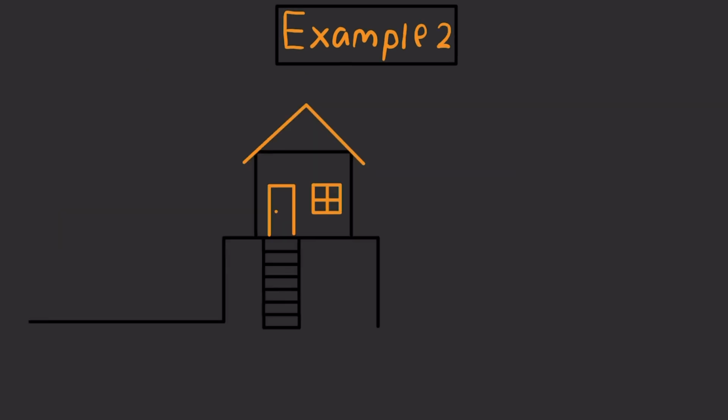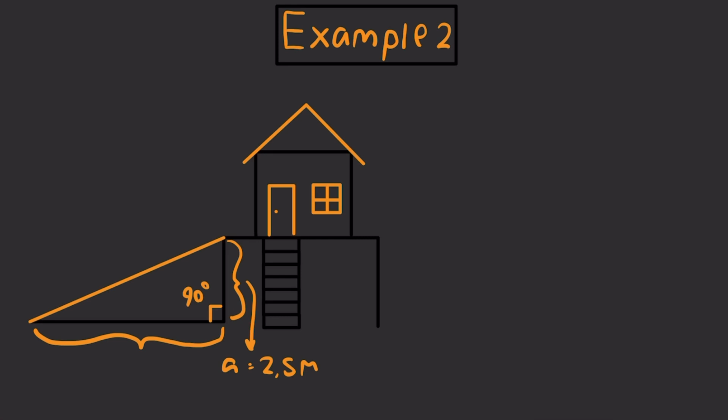In this example we have a more practical problem. We want to build a descending ramp from here up to here so that wheelchairs and bikes can ride up to the house. We know that this angle over here is 90 degrees. We also know that the height of the wall over here, or our side A, is 2.5 meters, and we know that the length of the base we call B is equal to 6 meters. And we want to find out how long side C should be, or the ramp.